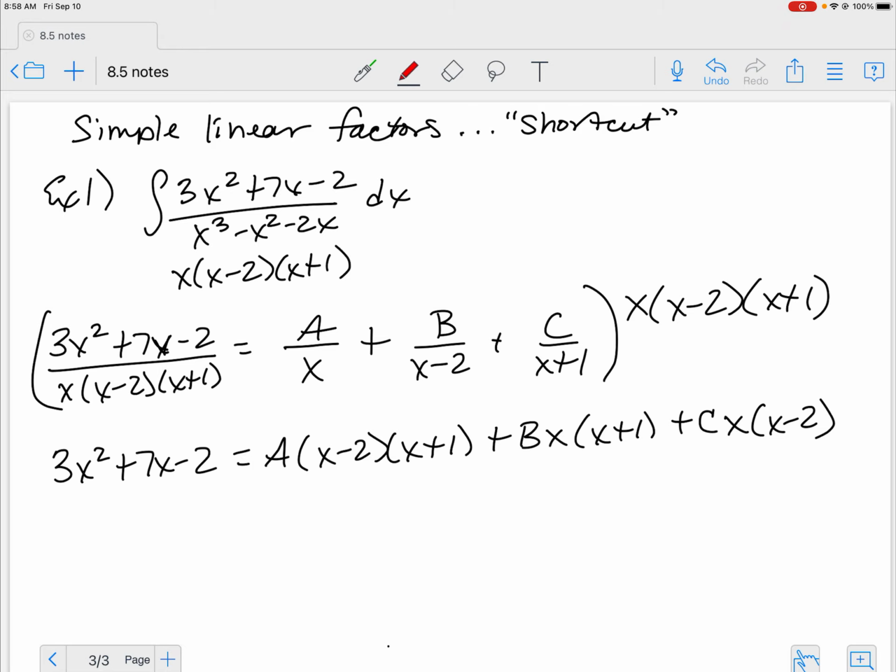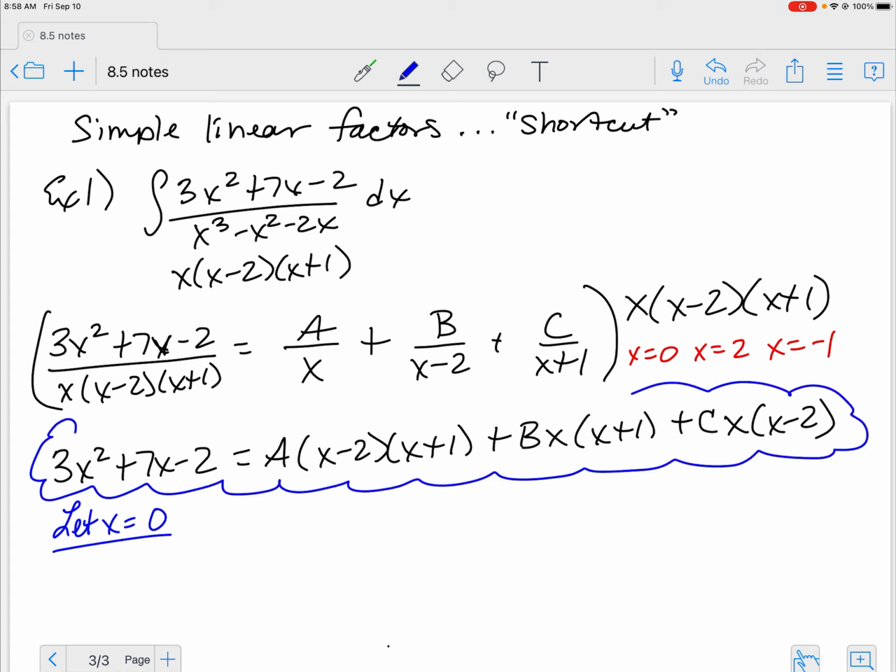When you are looking at this shortcut method, you look at your zeros of these simple linear factors, and you say, okay, given these zeros, how am I going to figure out my A, my B, and my C? So you go through them. You're going to let x equal 0. We'll start off with that. You are plugging that into both sides of this equation.